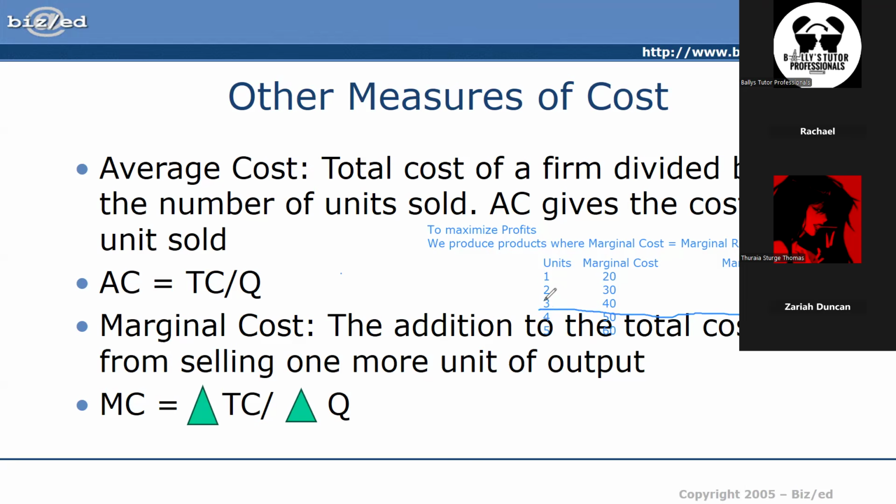That is how businesses operate in economics. So for me to decide how many units I'm going to produce, I'm going to produce the amount of units where my marginal cost is equal to my marginal revenue. That's where we operate all the time.